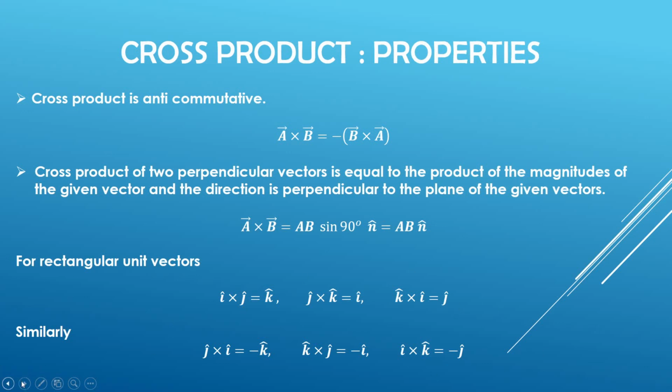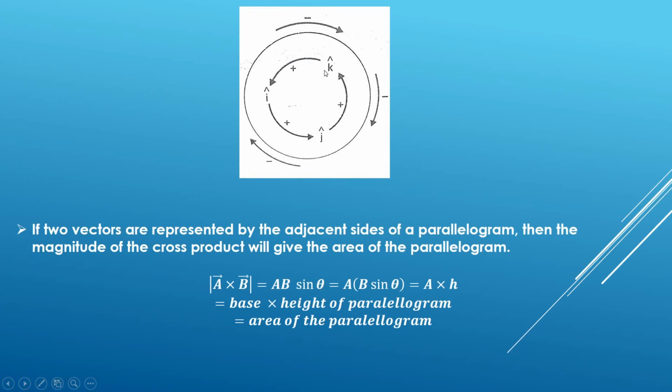And using this, we can draw a diagram. This is a very important way to remember. If we write i cap, j cap and k cap, and move in the anti-clockwise direction like this, and if we perform i cap cross j cap, we get k cap, so we get a plus. Similarly k cap cross i cap, moving in this direction, we get j cap, then plus. And again j cap cross k cap, we get i cap, and we are moving in the anti-clockwise direction. That is why it is positive.